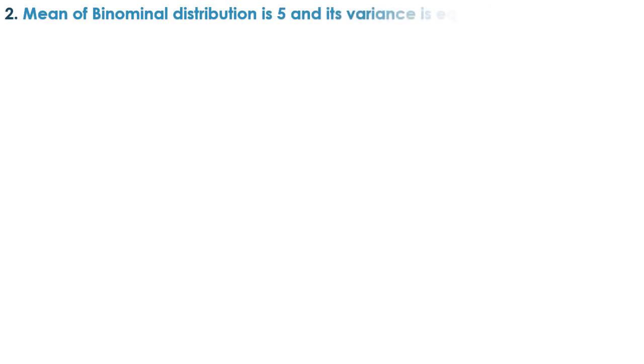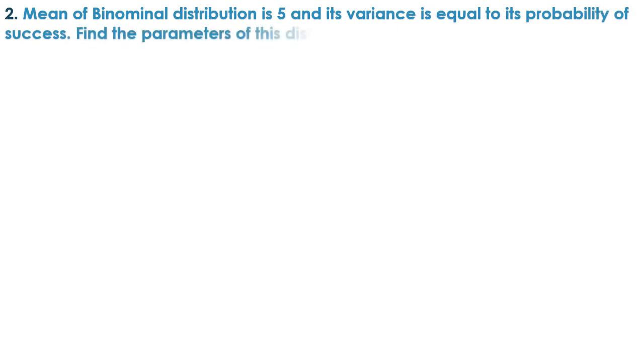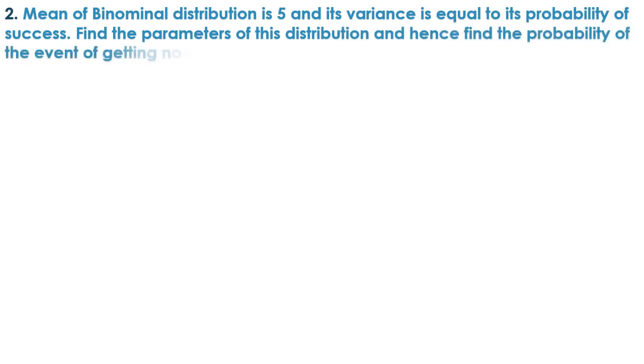The second question. Mean of a binomial distribution is 5. Now mean is np, so np is 5, and its variance is equal to its probability of success. We know that variance is npq and probability of success is p, so basically npq is equal to p. We have to find the parameters. Now parameters are n and p, so we have to calculate n and p first, and then find the probability of getting none of the failures for this distribution. That we will get to later.